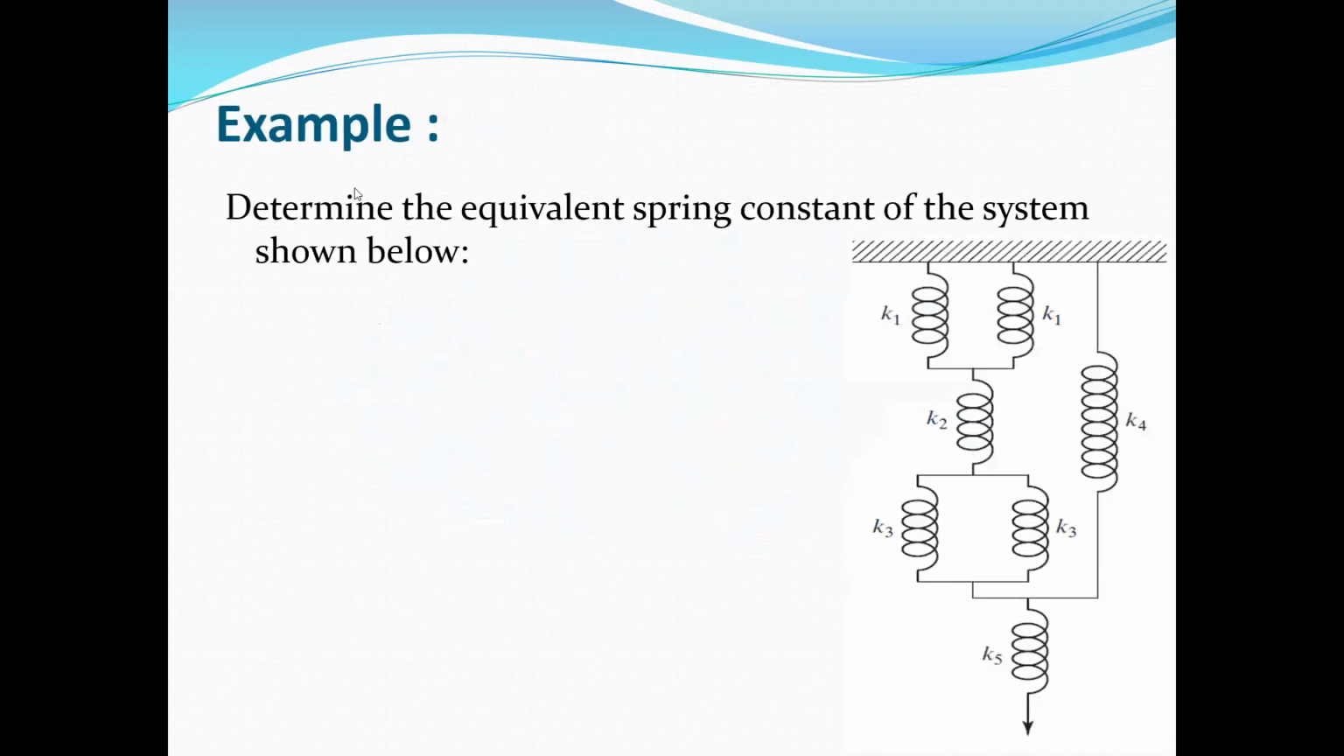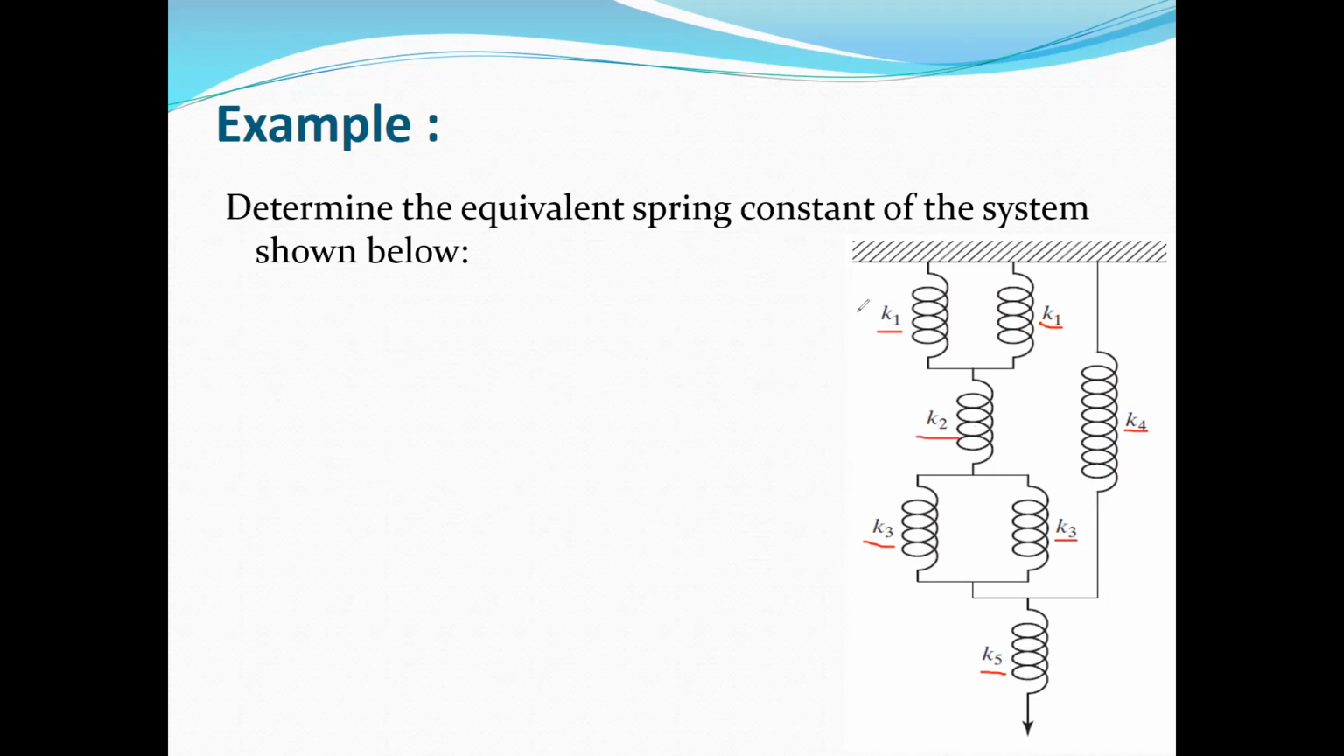Okay, here we have a system of several springs. We want to determine the equivalent spring constant of the system. We have 1, 2, 3, 4, 5, 6, and 7 springs. The stiffness for these two springs is equal to K1. The stiffness for this one is K2. These two are equal to K3, then K4, and finally another spring with the stiffness K5.